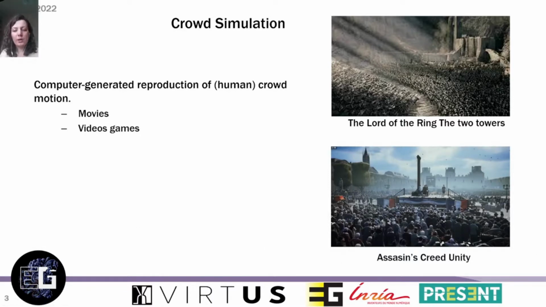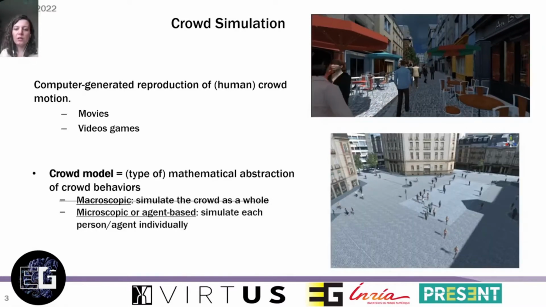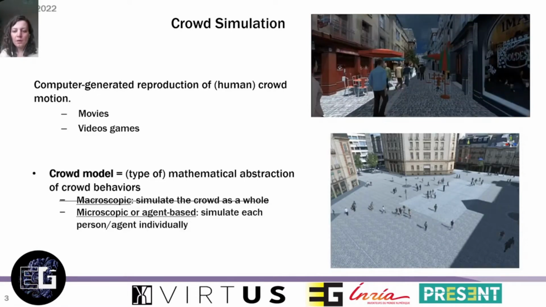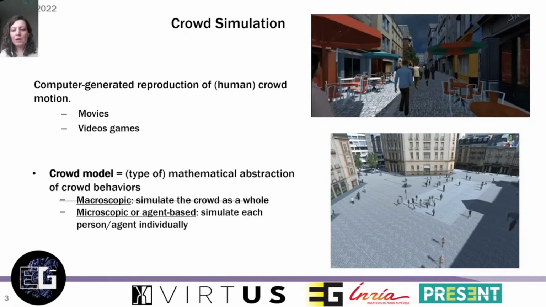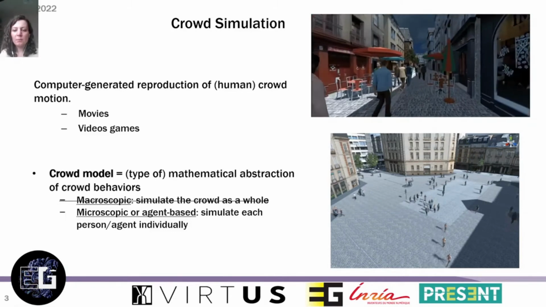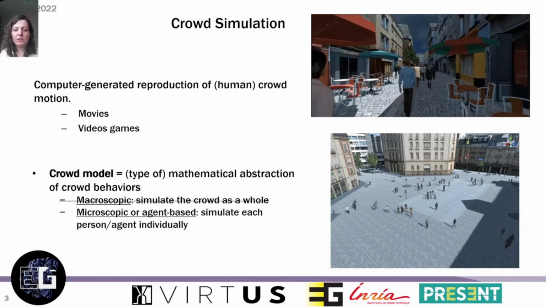A crowd model is a manner in which you simulate the crowd. Macroscopic models see the crowd as a whole, like a fluid, and microscopic models simulate the crowd as individuals. For the type of behavior we want in entertainment, we use microscopic approaches, or agent-based approaches, because what is interesting is the motion of the individuals.